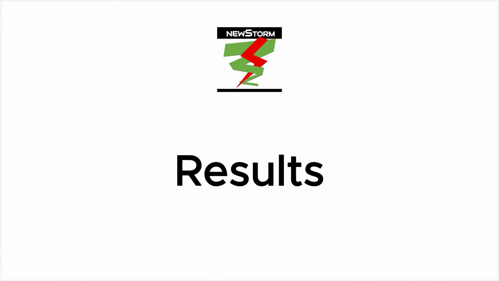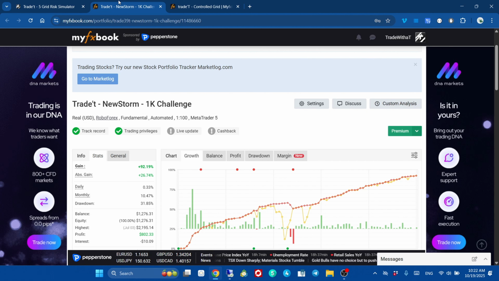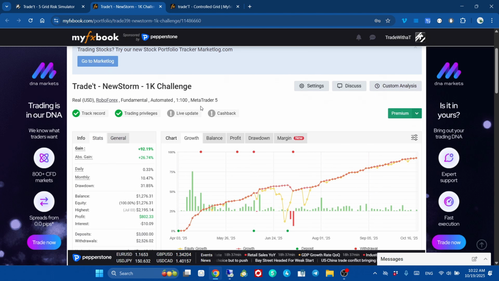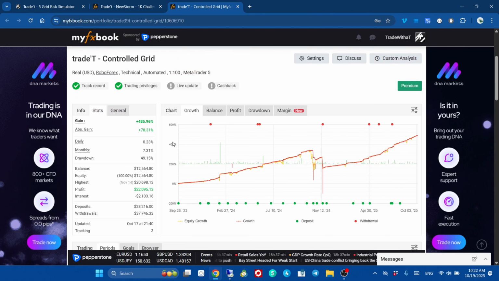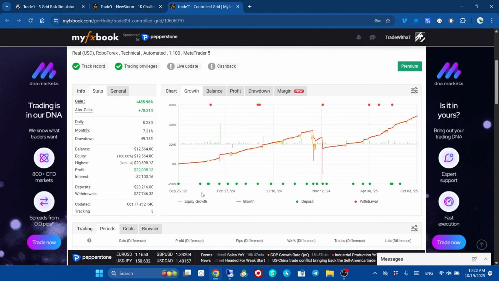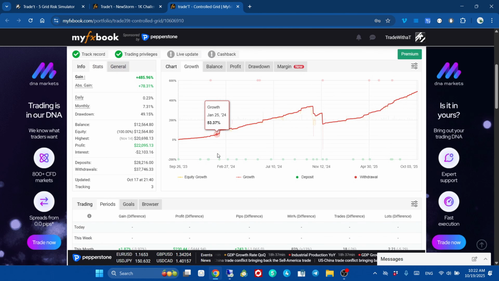All right, as you know, I have 2 signals that are running. One is running since the release of the EA, which I called Newstorm's 1K challenge, because I started with 1K to show how we're doing things. And I have another one which has been running for a long time now, since September 2023, and it's running the same system, but with a different configuration because it's a bigger account, but the same system.